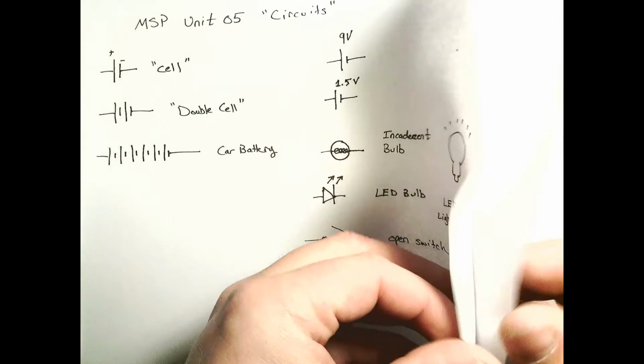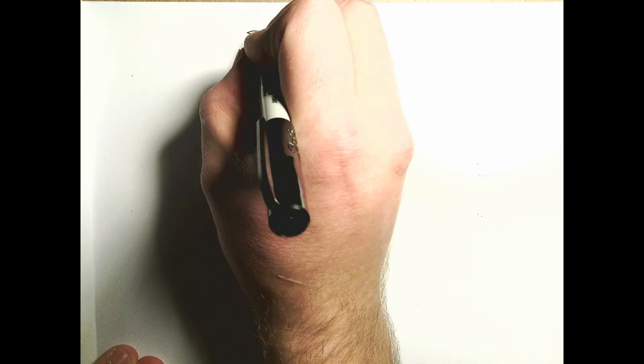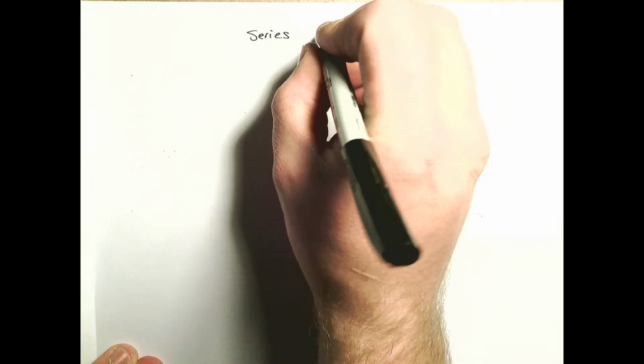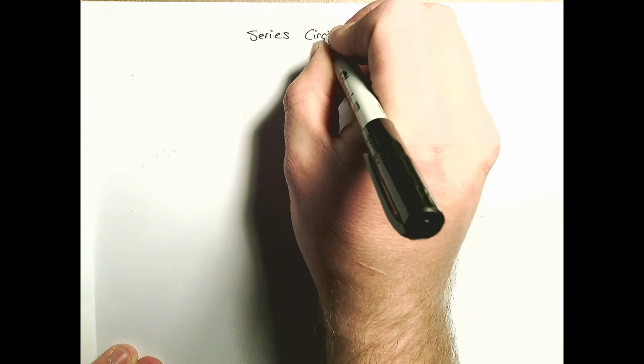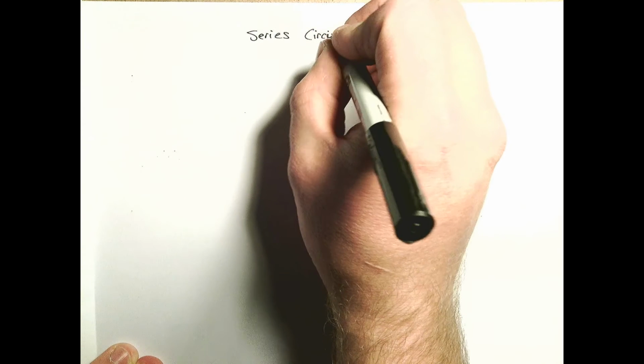Okay, so I'm going to go ahead and switch pages here. If you have about half a page, you're going to be good so far. If you don't, go ahead and flip the page. Okay, what we are going to do is make what's called a series circuit.